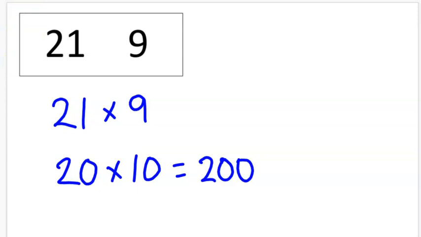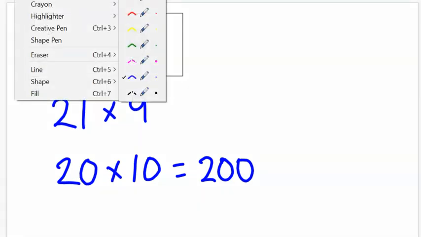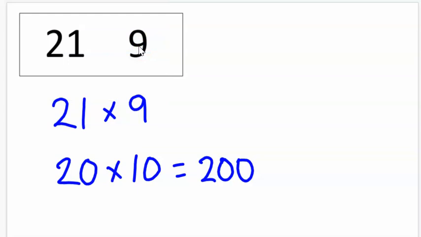Oh, wait, before we switch to the next one, let's look at 21 and 9 again. Let me switch pen colors. Can we estimate the quotient of 21 and 9? When I say quotient, what do I mean? What operation? That's right, I'm dividing 21 and 9. Go ahead and pause the video and see if you can give an estimate.